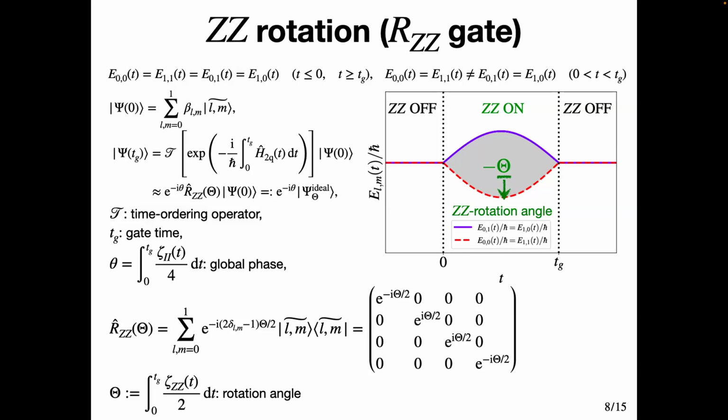We prepare the initial state as the superposition states of 4 logical states, and the system time evolves unitarily. And because of these conditions, we can apply an RZZ gate. Here, the small theta is a global phase, and capital theta is the ZZ rotation angle.